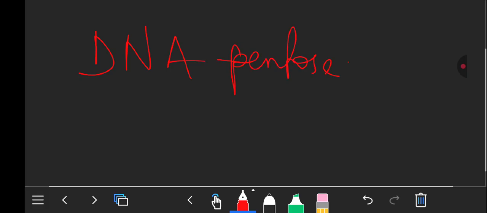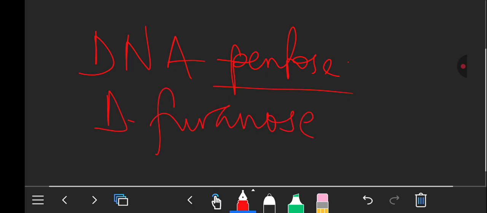And when you're talking about the pentose sugar, we looked at the backbone of DNA, right? We said DNA is made up of the backbone, which is the pentose sugar. One thing you need to take home here is that this pentose sugar is a D-furanose ring, because the D-furanose ring is able to form a ring, right? It is very important to understand.